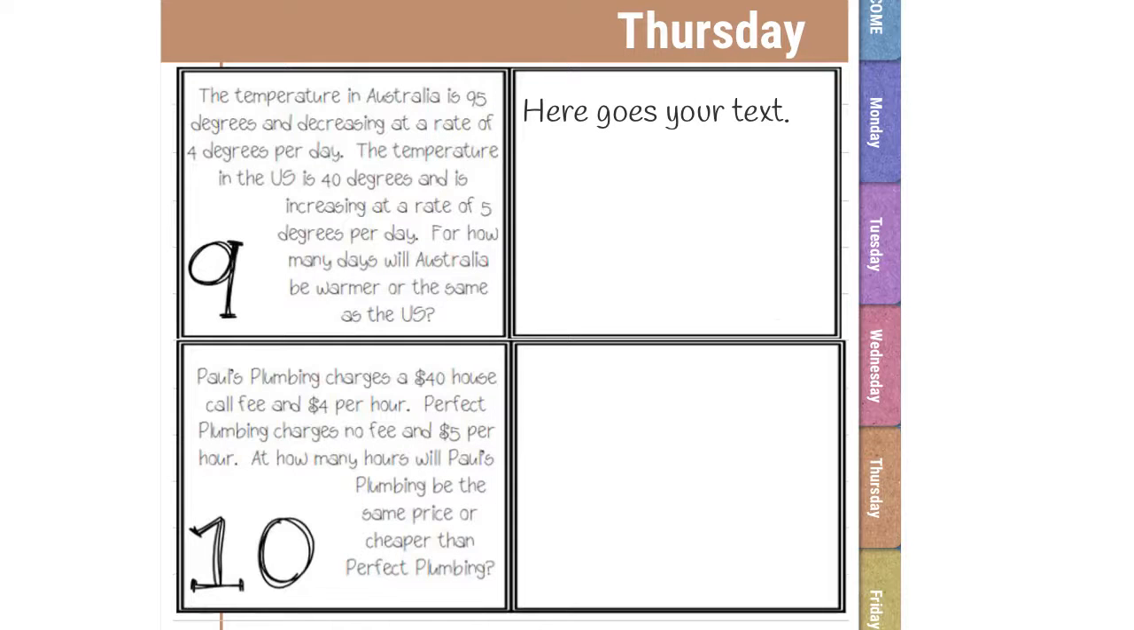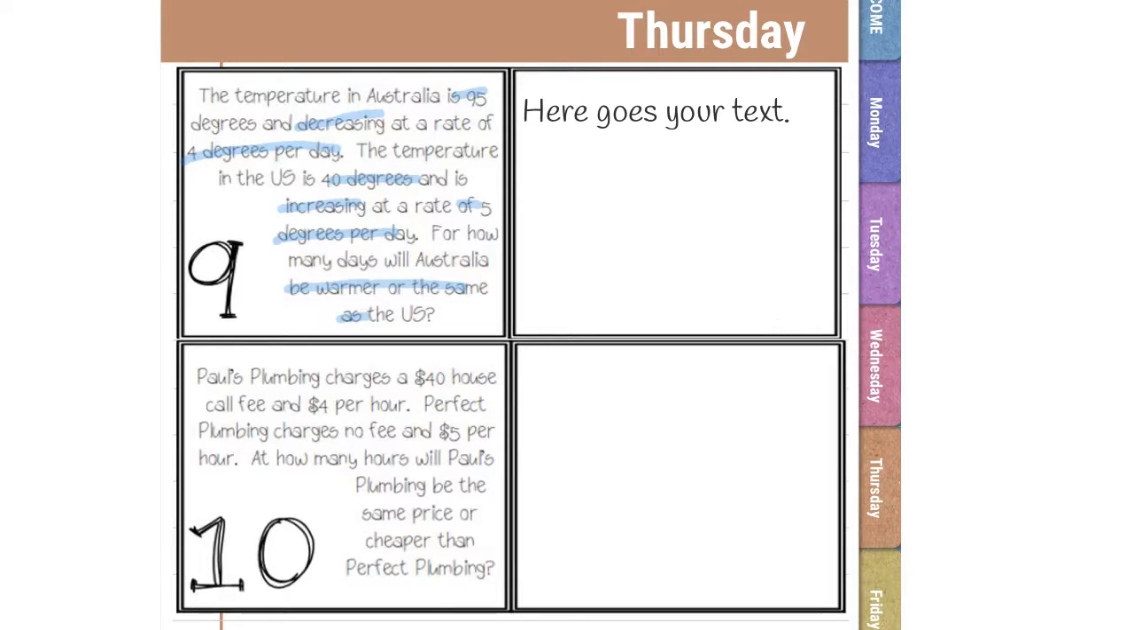All right, so number 9 says the temperature in Australia is 95 degrees and decreasing at a rate of 4 degrees per day. The temperature in the US is 40 degrees and is increasing at a rate of 5 degrees per day. For how many days will Australia be warmer or the same as the US? So we're going to go ahead and start with Australia's equation.